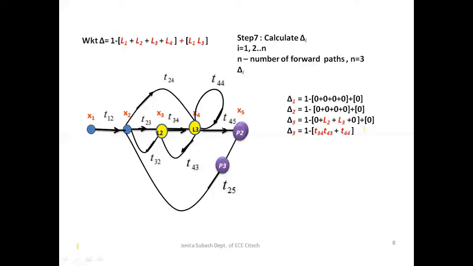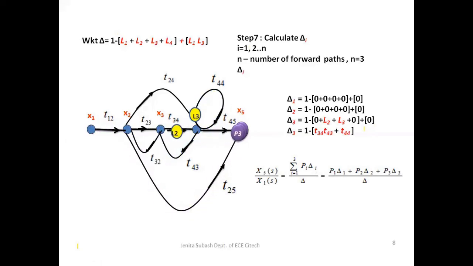And finally, we are going to calculate the transfer function, which is given by the Laplace transform of the output divided by the Laplace transform of the input. Here the output node is x5, hence X5(s), divided by the input node x1, hence X1(s), which is equal to the summation from i equal to 1 to n, where n is equal to 3, of P_i delta_i, the whole divided by delta. So let's expand the summation as P1 delta 1 plus P2 delta 2 plus P3 delta 3, divided by delta.